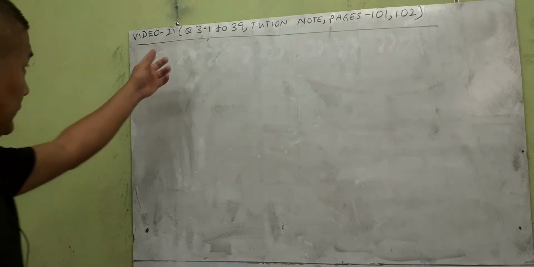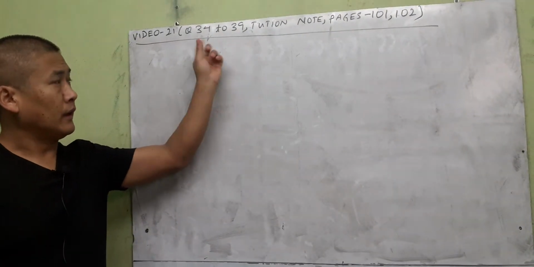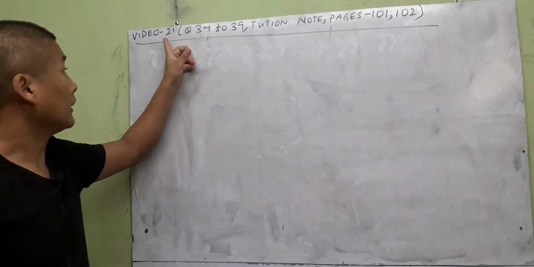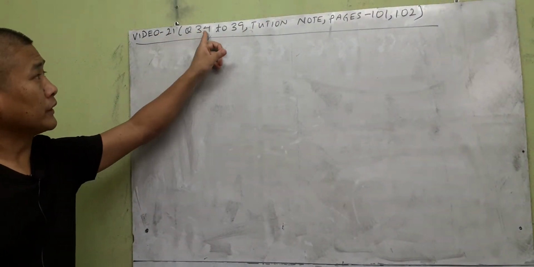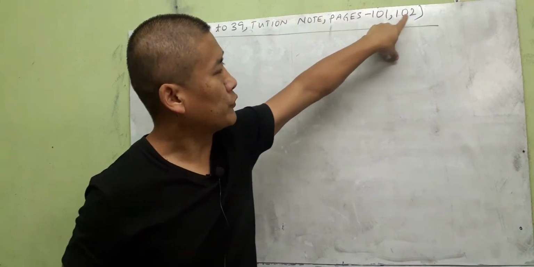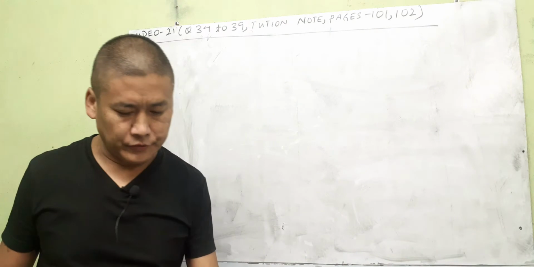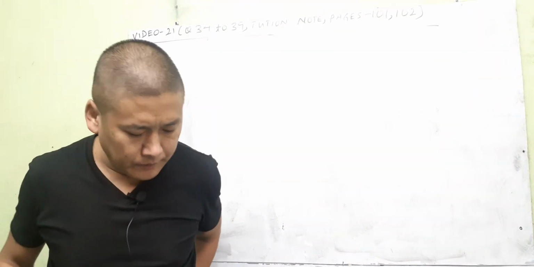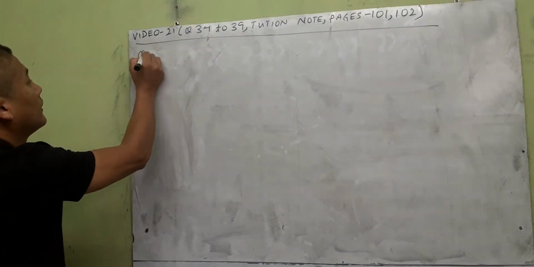Okay, so this one is the last class for this chapter on motion, class 9. Question 34 to 39, open your tuition note to page 101 up to 102. So let's go to page 101, take out your tuition note. There, let me write the question for us.